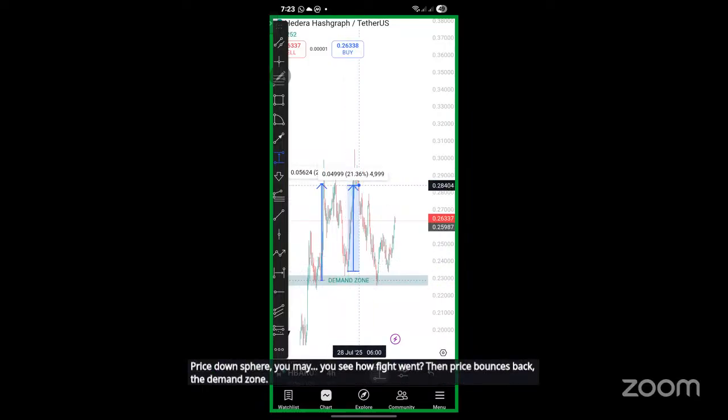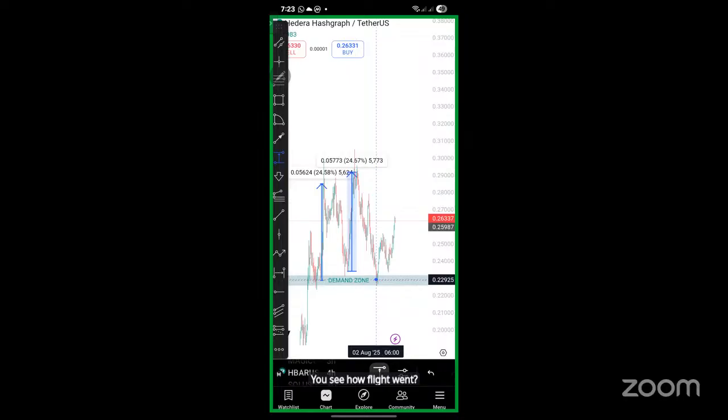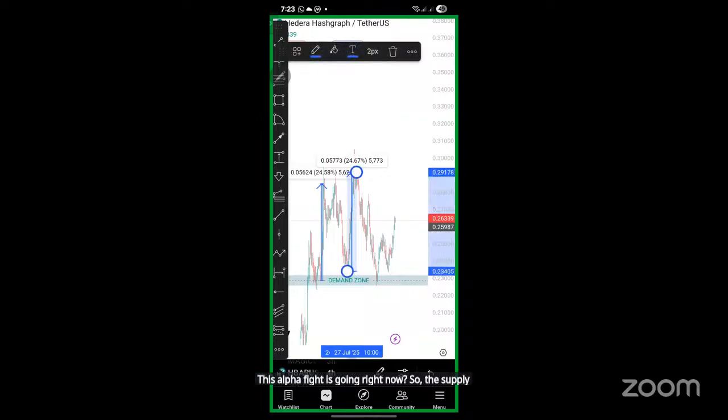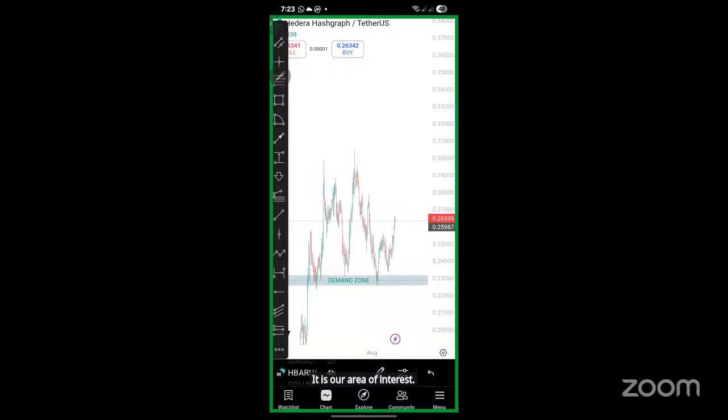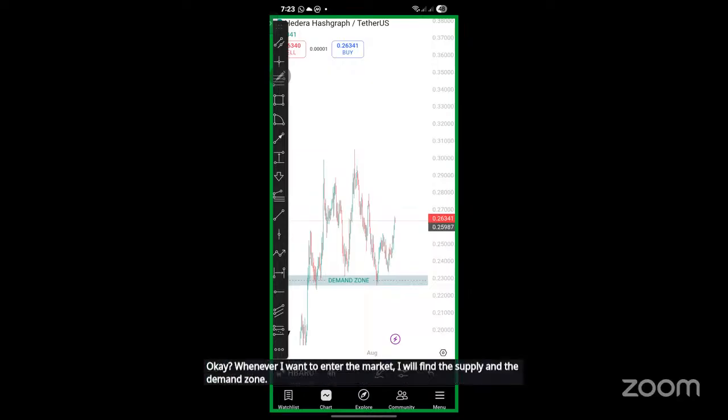Then price bounces back to the demand zone. You see how far it went? Price bounces back to the demand zone. Do you see how far it is going right now? So the demand zone is our area of interest if at all we need to enter the market, okay? Whenever I want to enter the market, I will find the supply and the demand zone. So this is the demand zone.